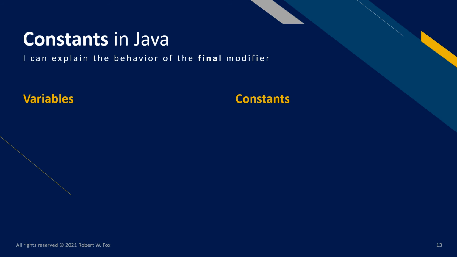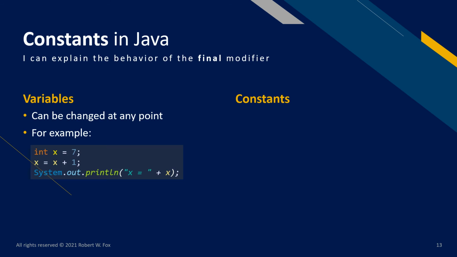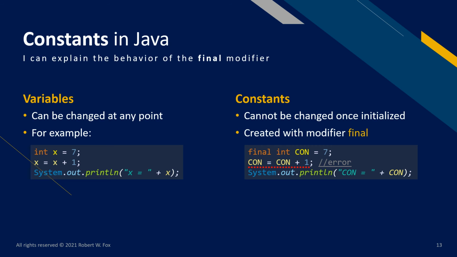In addition to variables, we can also create constants in Java. Now, variables can be changed at any point. In fact, that's what the word variable means. It can change. For example, if we made an int x equal to 7 and then we added 1 to it and printlined the result, it would printline 8 because 7 plus 1 is 8. On the other hand, constants cannot be changed once they're initialized, and we create them with the modifier final. So if you take a look at the example, we say final int con equals 7. And then if I try to add 1 to it, it will actually produce an error because once the value of the constant is set, you cannot change it.